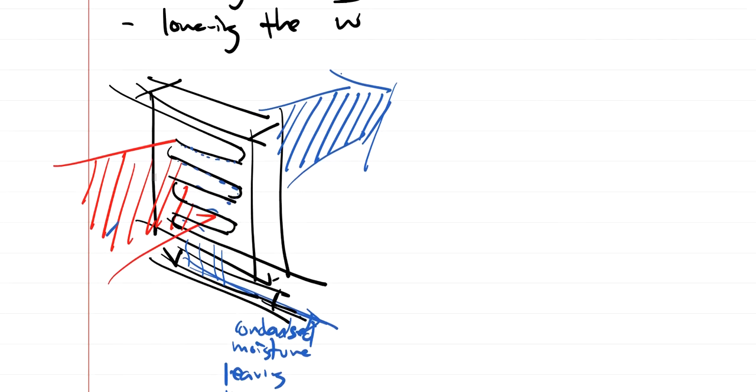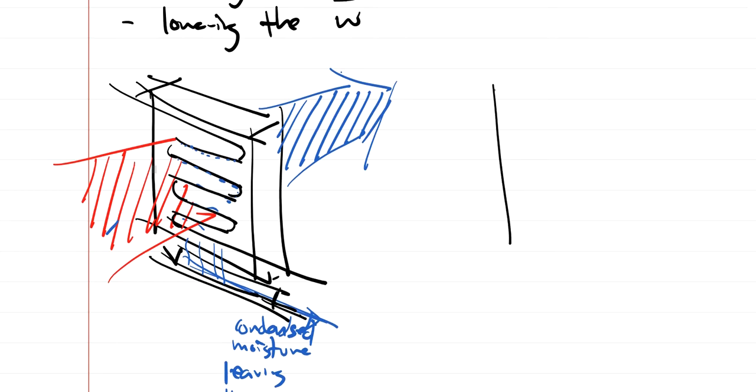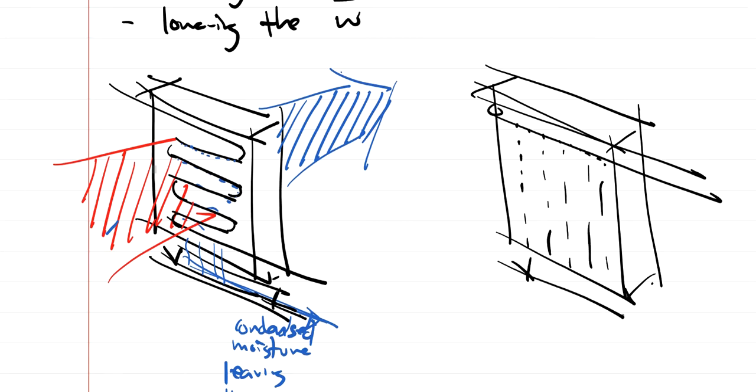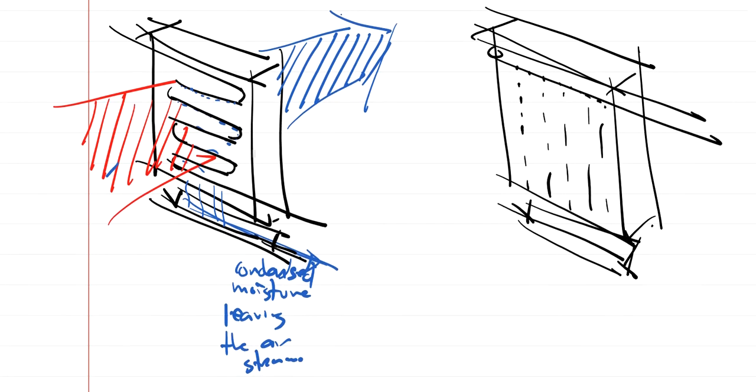Okay, so that's one way, and another way is, let's say we have an air washer. It's an equipment that sprays cold water into the airstream, and some of the water vapor in the airstream will also condense.